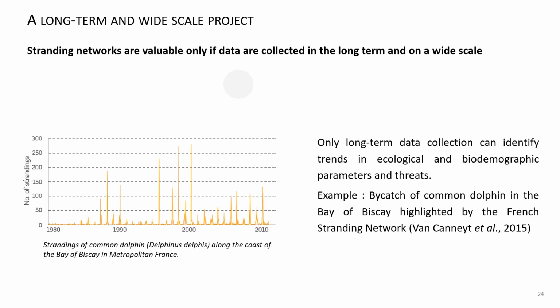Besides, only long-term data collection can highlight significant trends in ecological and biodemographic parameters and threats. For example, the continuous collection of stranding data along the French coast for over 40 years has highlighted recurring peaks of common dolphin strandings since the end of the 1980s on the Atlantic coast. The examination of these stranded animals shows obvious signs of incidental bycatch in 75% of the cases. These results show evidence for the emergence of a major threat: bycatch in fishing nets.